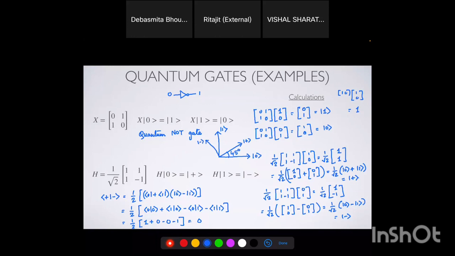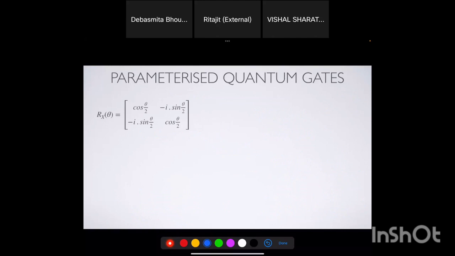Okay, so these were two examples of quantum gates, specific examples that we have seen. This Hadamard gate was creating superposition, the X gate was not creating superposition, and you can prepare any unitary matrix like this, and that is a valid quantum gate.